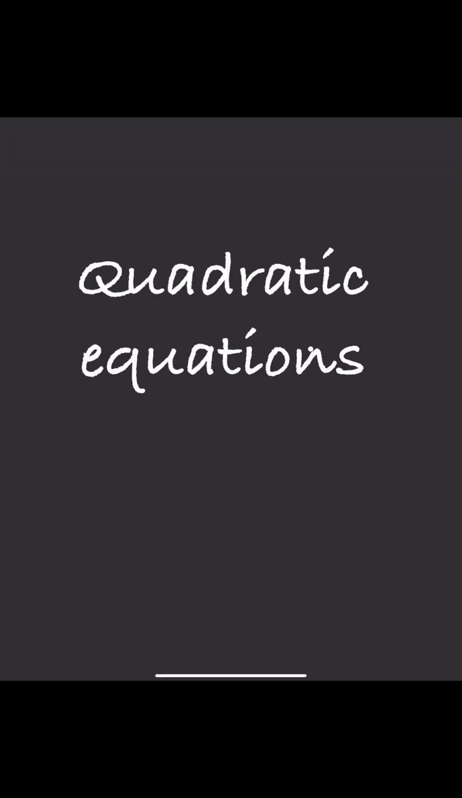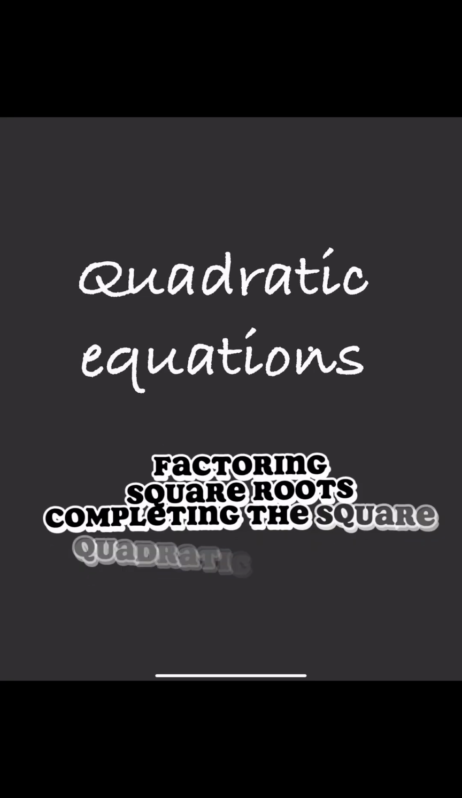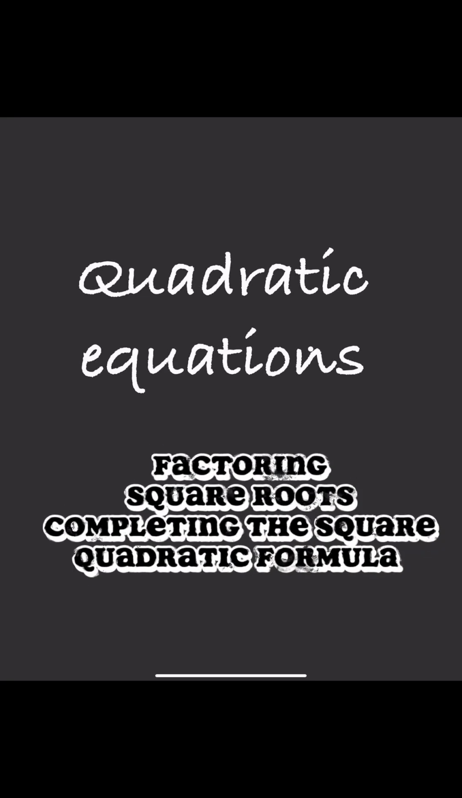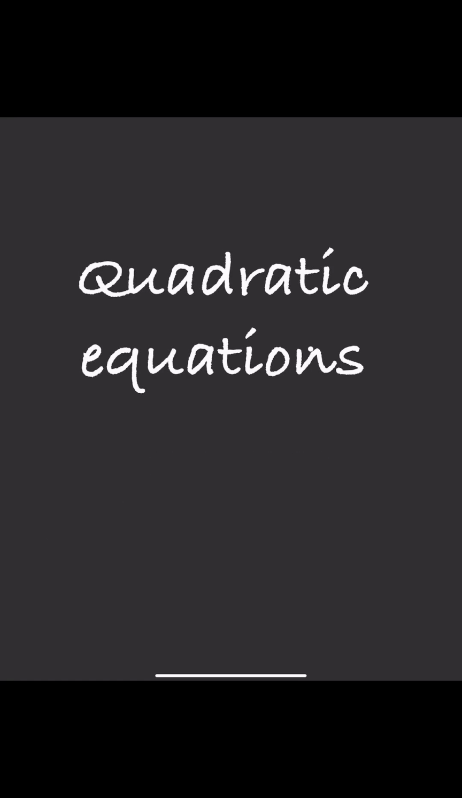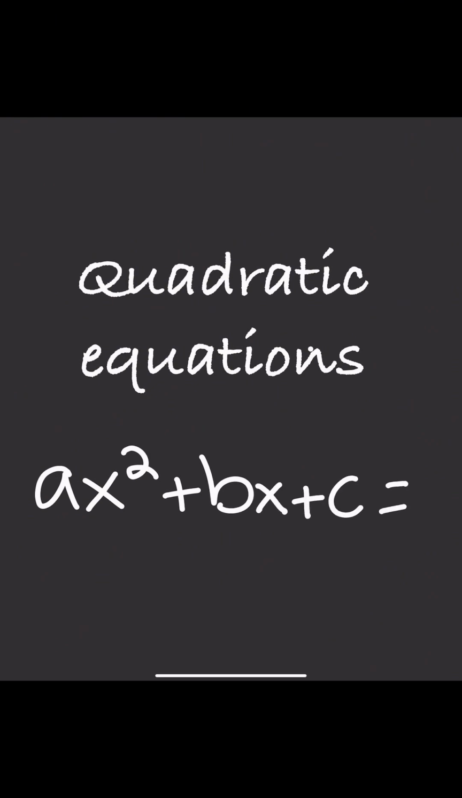Let's go. Now, the first thing that you have to understand about quadratic equations is that there are 4 different methods to solving. I'm going to walk you through those 4 methods today. What you need to have is your quadratic equation, and our quadratic equation is ax squared plus bx plus c equals 0.